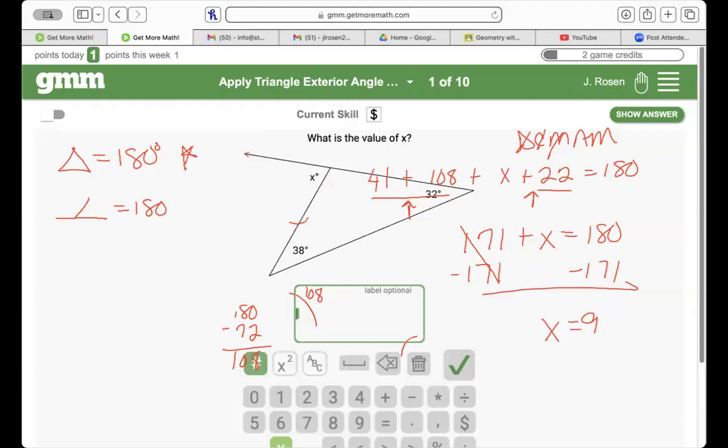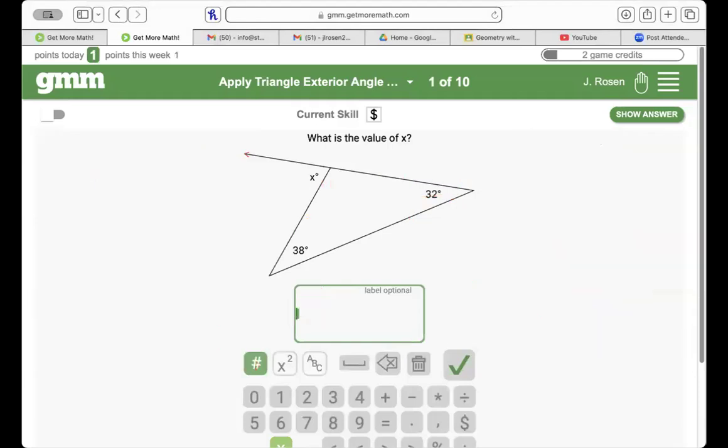Okay, then we're going to go ahead and clear this out and start all over again. In this case, it wants just this angle over here. We don't know what this one in here is, so we have to solve that part first. Again, triangles equal 180, so we could do 180 minus 38 minus 32, and the leftover is going to get us our answer. So 180 minus 38 minus 32 is 110.